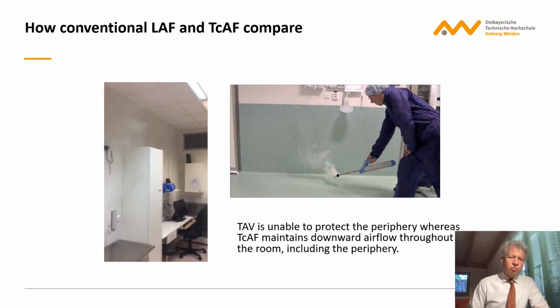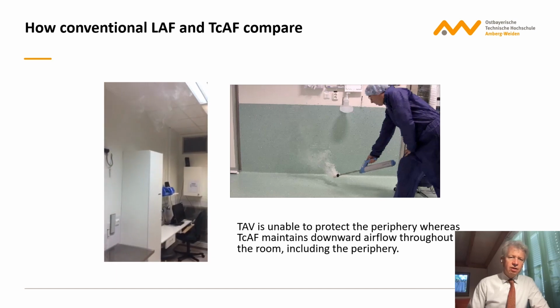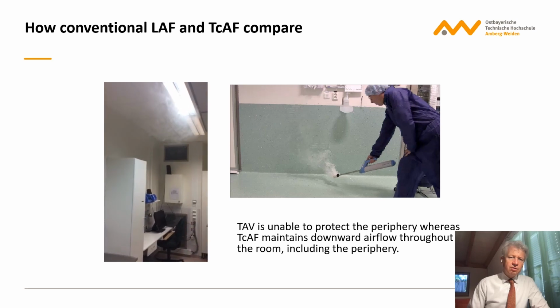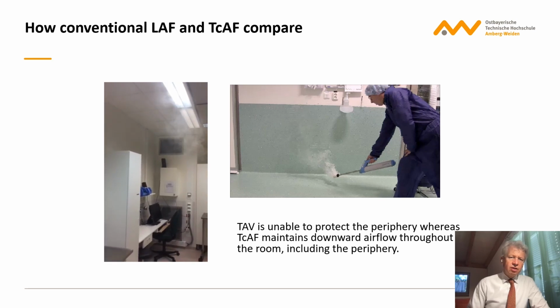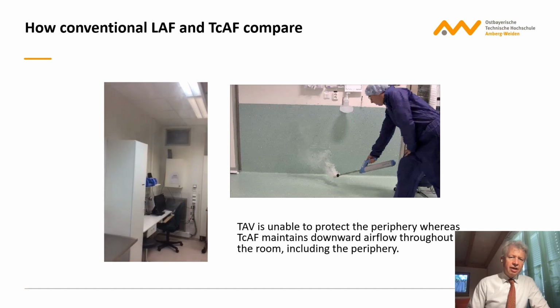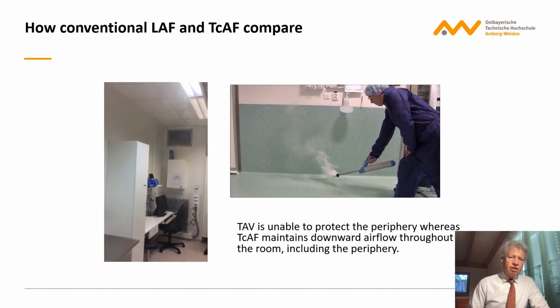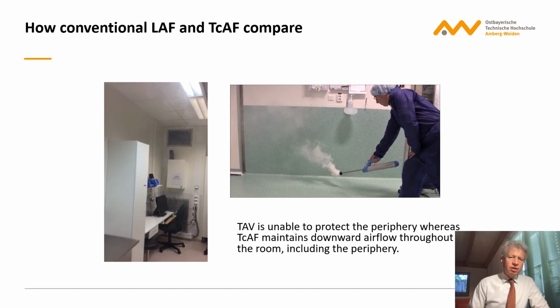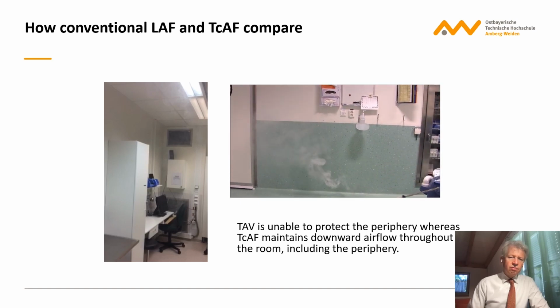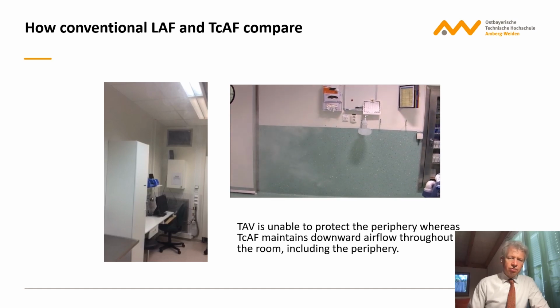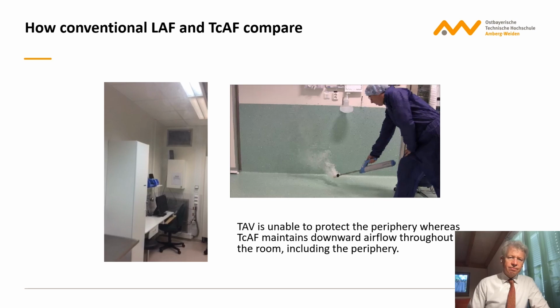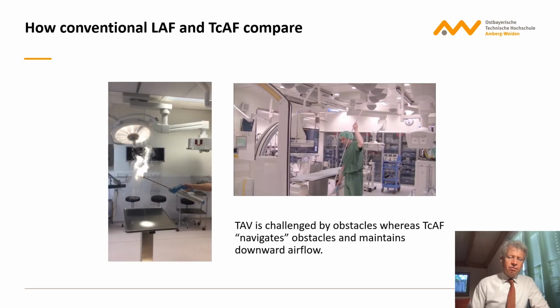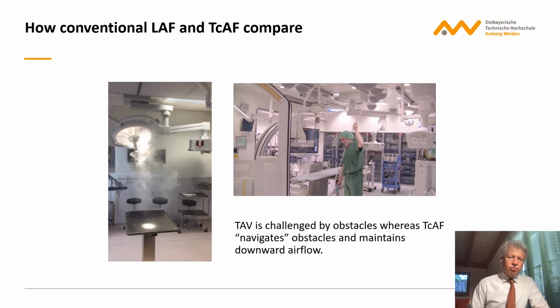This is also shown by these live experiments. On the left, you see what happens with introducing the smoke back into the protected area in a laminar airflow setup, whereas with the temperature-controlled airflow, the smoke is not re-entering the protected area. Therefore, the periphery is much better protected, so the entire room is under control.